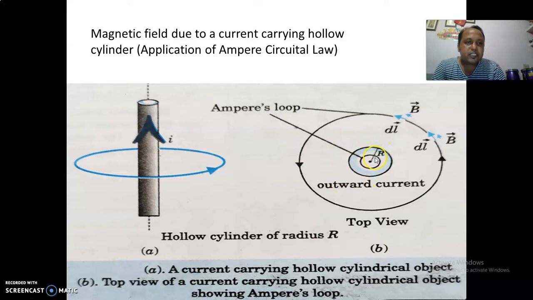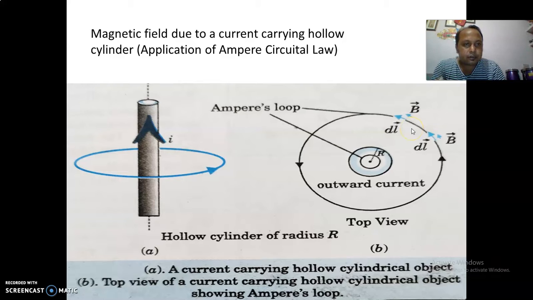We will be considering 2 points. One point will be inside. You can see here, this is the actual circumference of the hollow cylinder. This is the cross-sectional area because we are seeing it from the top. Now we are going to consider 2 points, one outside and another inside. And accordingly the Amperian loops which we will be drawing here will be in the form of circles.